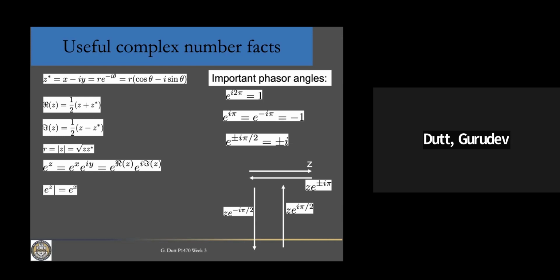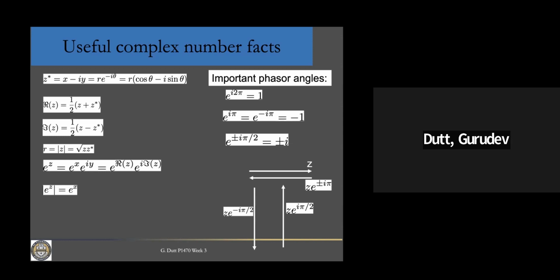And rotation by 90 degrees will, of course, take a complex number along the x-axis and convert it to an imaginary number along the y-axis. So e to the plus i pi over 2 is plus i, and e to the minus i pi over 2, rotation by minus 90 degrees, will be minus i. Okay, we covered these last class, so I won't go over them again unless anybody has a question on those relationships.